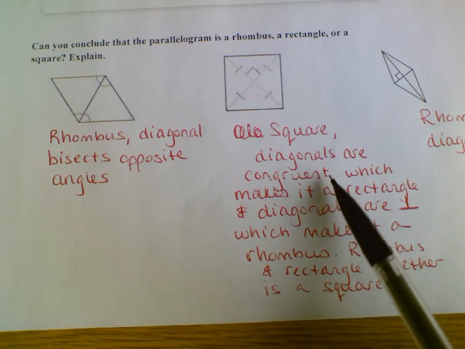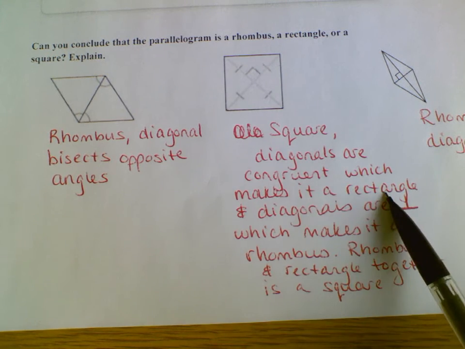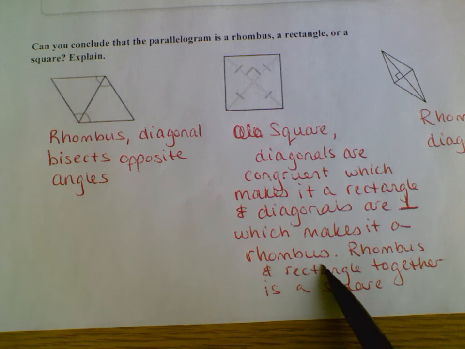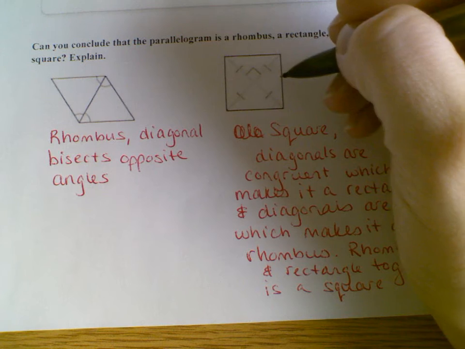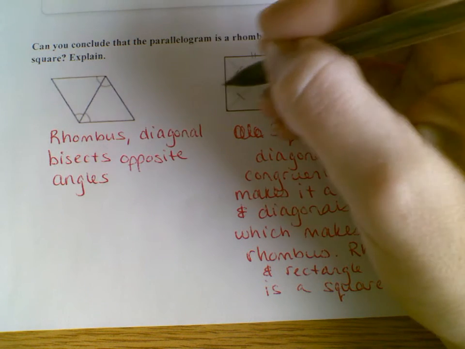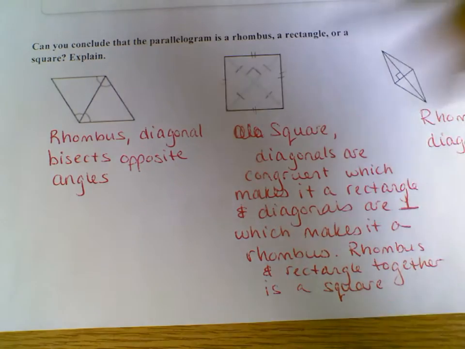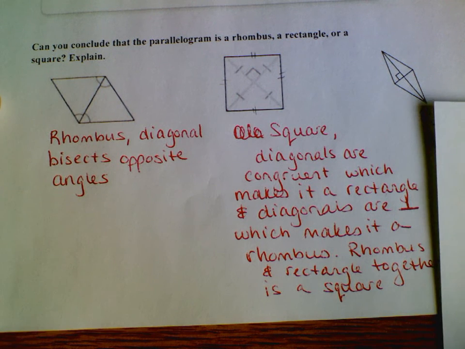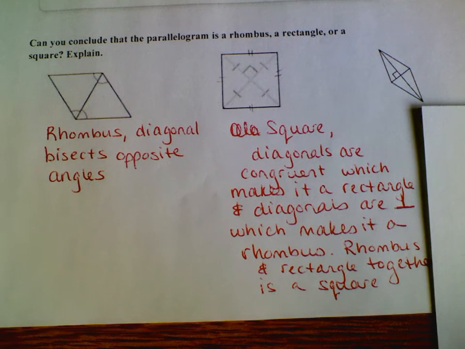Then I have to say my diagonals are congruent, which makes it a rectangle. My diagonals are perpendicular, which makes it a rhombus. So remember, a rhombus makes these four sides congruent, and then a rectangle gives me those four right angles. So that's how it ends up being a square. So be very careful, because if you get both of those things, you'll want to say it's a square. Alright, you try and do the last one, so pause the video.